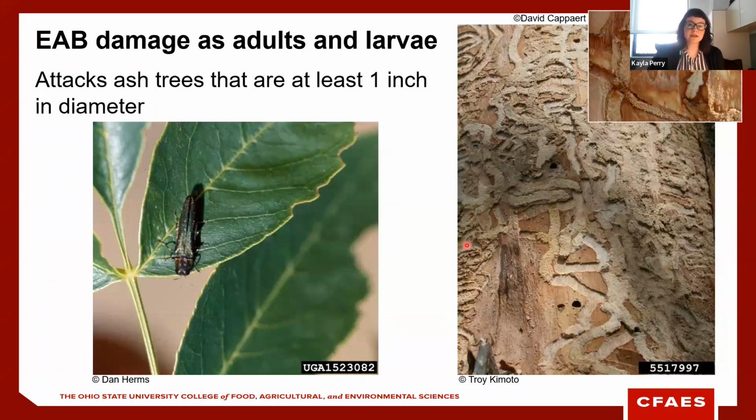And it's this girdling effect from the feeding of the larvae that kills the tree in the end. EAB can attack and successfully develop in ash trees that are at least 1 inch in diameter. So this is a really large proportion of the ash population that is susceptible to EAB, and that's why we've seen such high ash mortality and major impacts from this insect species.